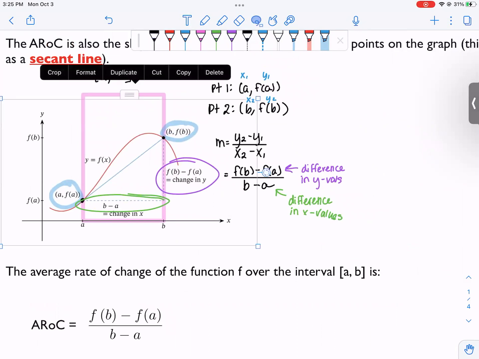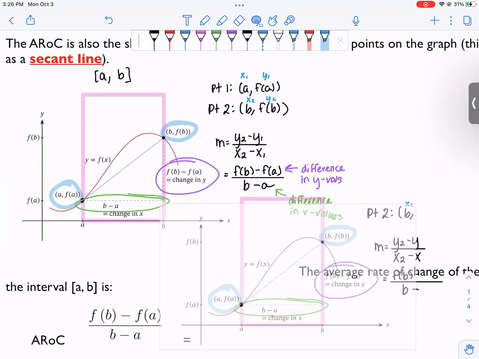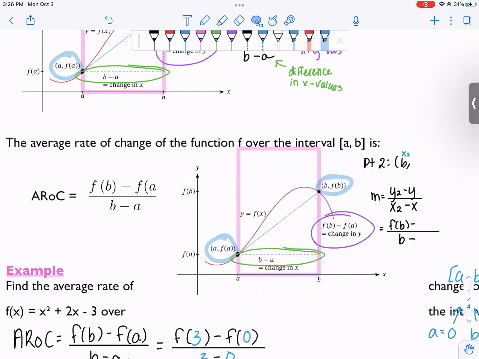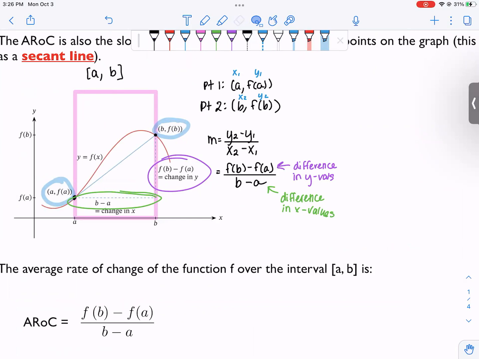I wonder if I can have this duplicate, or is it going to try to duplicate everything? Okay, we won't do that. Let me just erase some stuff on here.